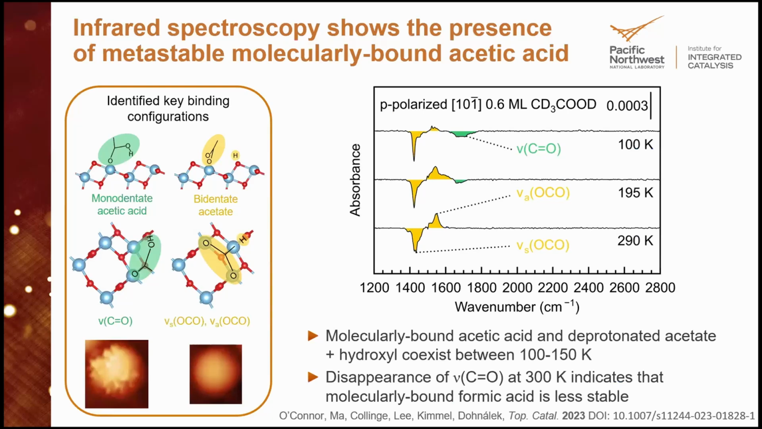I love these STM images. You can tell which is which because you have a fuzzy STM image. That's the one for the molecular acid, because it's on the titanium sites and the hydrogens are flipping back and forth. You get a nice smooth one. That's the one that's the bidentate. In infrared spectroscopy, you can actually see the CO stretch for the molecular form. You can see the asymmetric stretch and the symmetric stretch for the bidentate form. And again, DFT calculations are consistent with this, that particularly as you move up in coverage, you could get both the molecular and the bidentate form.